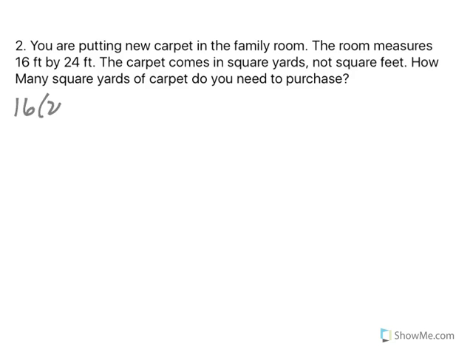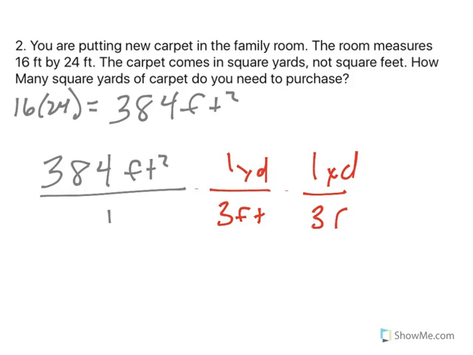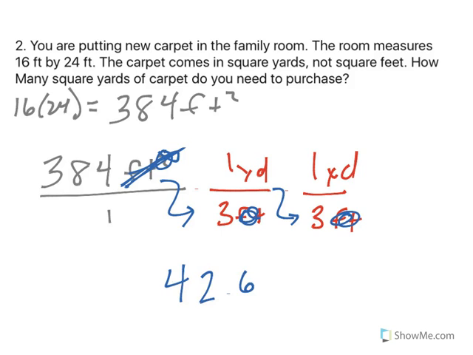Well, 16 by 24 gives me 384 square feet. All right, so that's how many square feet of carpet I need. So if I start with 384 square feet, I know that there are 3 feet in 1 yard, and I'm going to do that twice, because 1 foot, 2 foot, gone, because that's a 2, so I needed 2 of them. So 384 divided by 3 gives me 42.67 square yards.